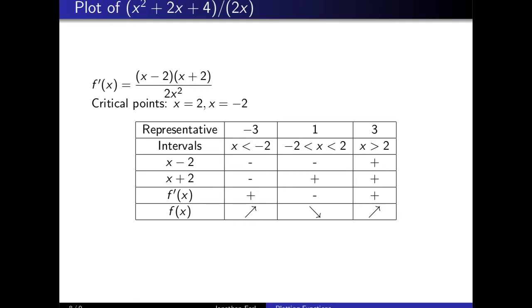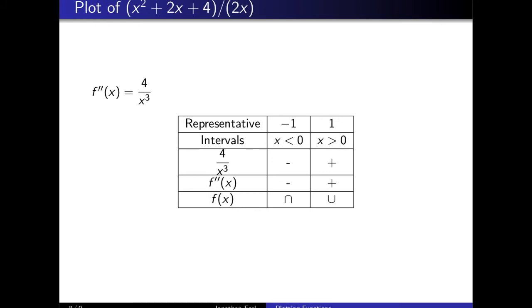Okay, so the factors that can change sign on us are just the x minus 2 and the x plus 2, because that denominator is always going to be positive because it's a 2x squared. So we'll split things up based on x values to the left of minus 2, x values in between minus 2 and 2, and then x values to the right of 2. When we do that, we see that we're going to be increasing as we approach minus 2 from the left. We hit minus 2 and then we start decreasing. So we're going to get a local maximum at minus 2, and then we decrease until we hit 2, and then we start increasing, so we'll get a local minimum at x equals 2 as well.